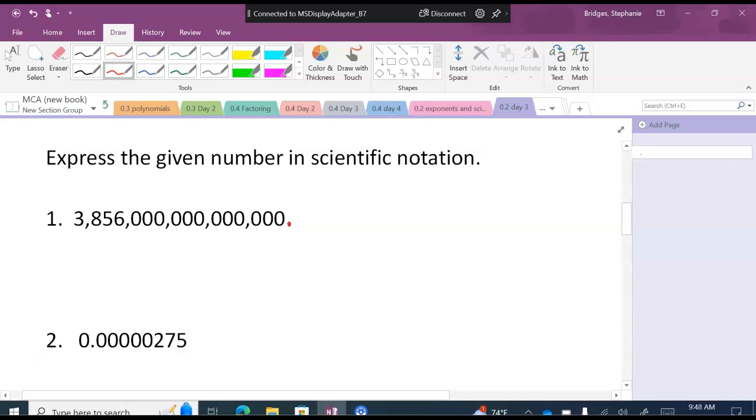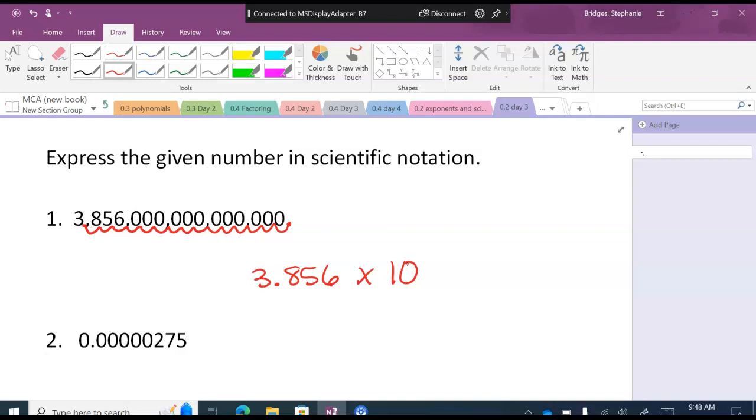So what I have to do is figure out how many times I move that. Well, I'm just going to count, okay? I start here at my decimal, and I go 1, 2, 3, 4, 5, 6, 7, 8, 9, 10, 11, 12, 13, 14, 15. So my new number in between 1 and 10 is going to be 3.856. And it is times 10 to the... Is it a positive 15 or a negative 15? It's going to be positive, okay?